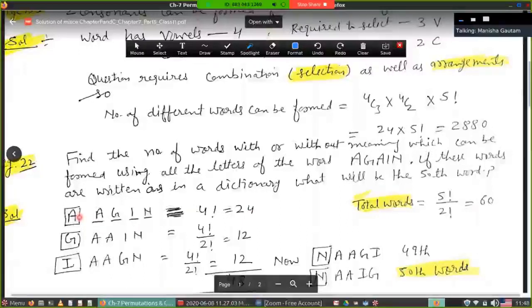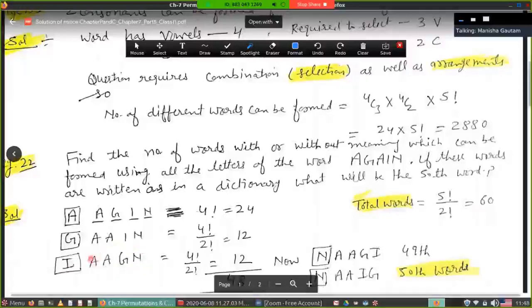In the second, after A, the turn of G is there. Now fix G. If G is fixed, then again there are 4 letters which you have to arrange. But here the letter A is written 2 times. It means repetition of a letter is there. So the arrangements can be calculated by using the formula n factorial upon p factorial. Now total letters are 4 and A is repeated 2 times, so divided by 2 factorial. We are getting 12. The next turn is to fix I.